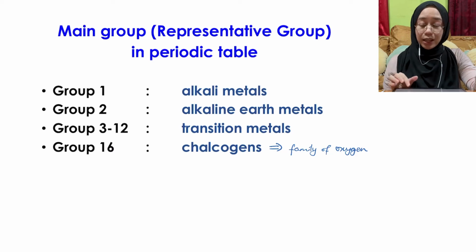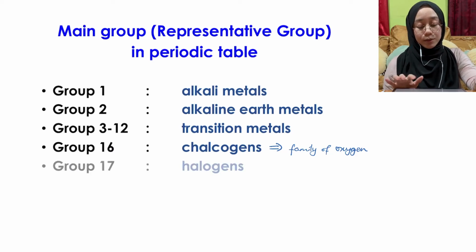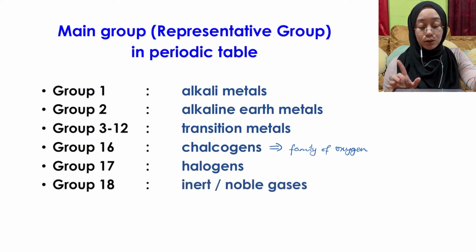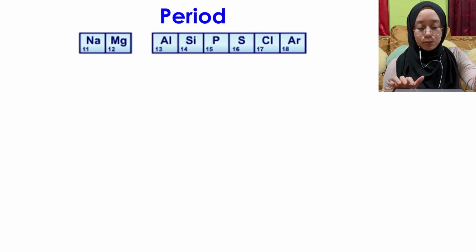And in group 17, by now you should know what group 17 is. Group 17 is known as halogens, and group 18 is known as inert gases or noble gases, or in Malay, gas adi. Okay. And then next, we will go into period.